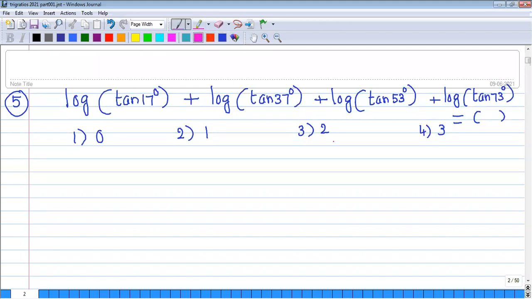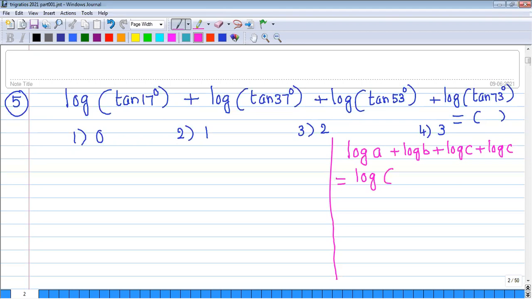So logarithms are completed for you? Yes, sir. So we have this formula: log A plus log B plus log C plus log D can be expressed as a single logarithm, log of A into B into C into D. First this concept.